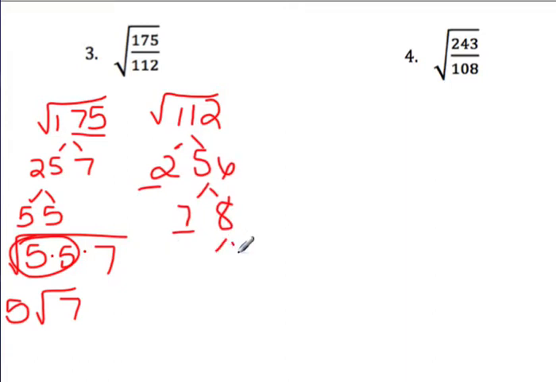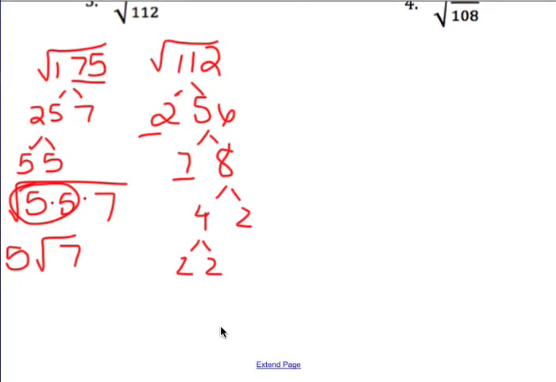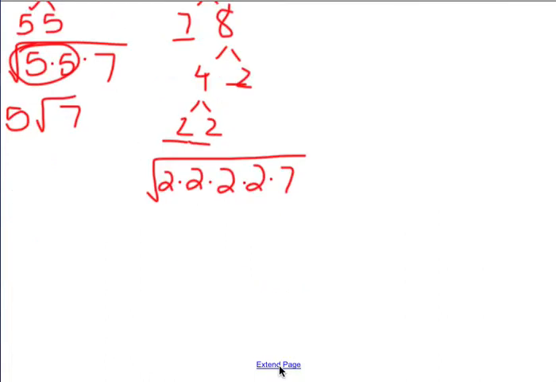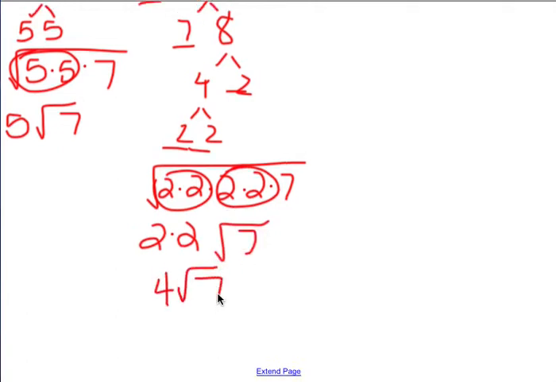Again, trying to get all primes. I've got them there. 8, I break down to 4 and 2, and 4, I break down to 2 and 2. So here are the ends of all my radicals. So I have 1, 2, 3, 4 2's, and 1 7. So I'm taking out 1 pair of 2's and 2 pair of 2's. So 2 times 2 on the outside, and then 7. So what I end up getting is 4 square root of 7.